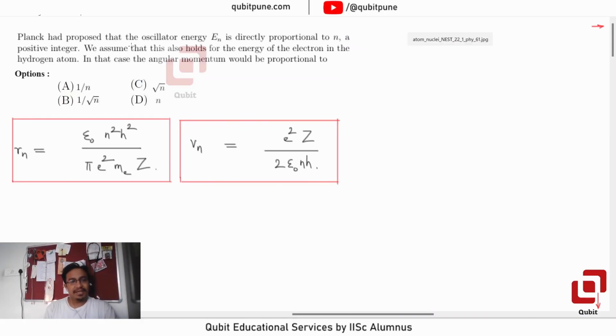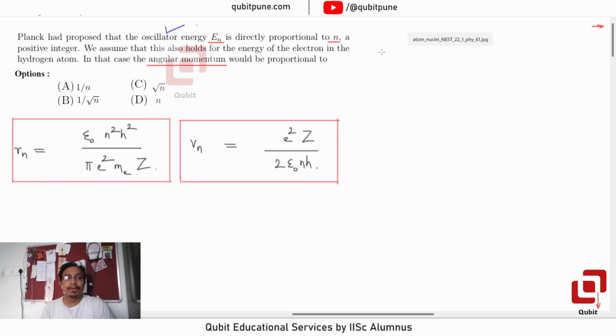Planck had proposed that the oscillator energy En is directly proportional to n, a positive integer. We assume that this also holds for the energy of the electron in the hydrogen atom. In that case, the angular momentum would be proportional to 1 upon n root n, 1 upon root n and n. Okay. Now, first of all, let us look at what exactly they mean by the oscillator energy.